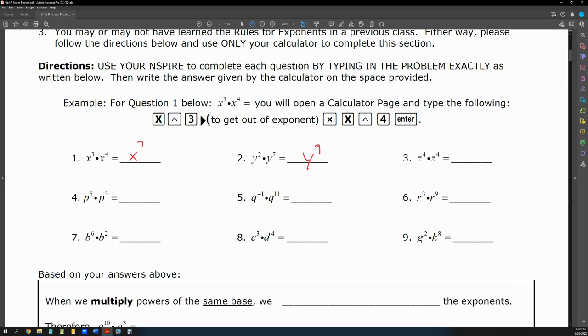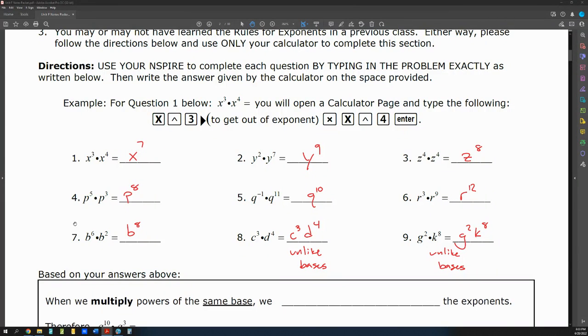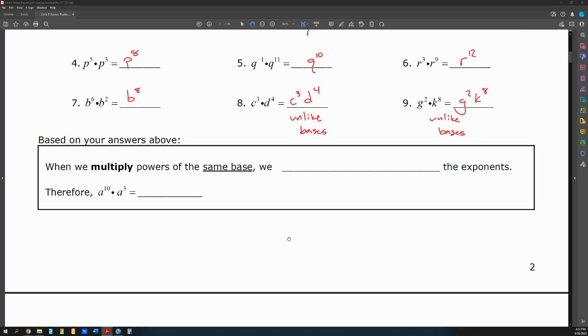All right. Go ahead and pause the video and fill in the rest of those and unpause when you're ready to check your work. All right, go ahead and check your work. So you might have noticed a pattern amongst all of these. The only thing to note is that for numbers 8 and 9, we cannot combine these into a single term because we have unlike bases. So if you notice the pattern, when we multiply powers of the same base, we add the exponents. So therefore, a to the 10th times a to the 3rd, these have the same base, so I can rewrite this as a to the 10 plus 3, adding the exponents, and it simplifies to a to the 13th.